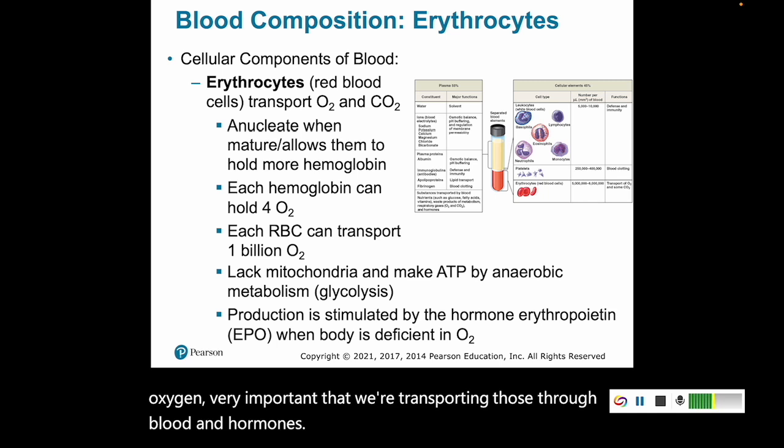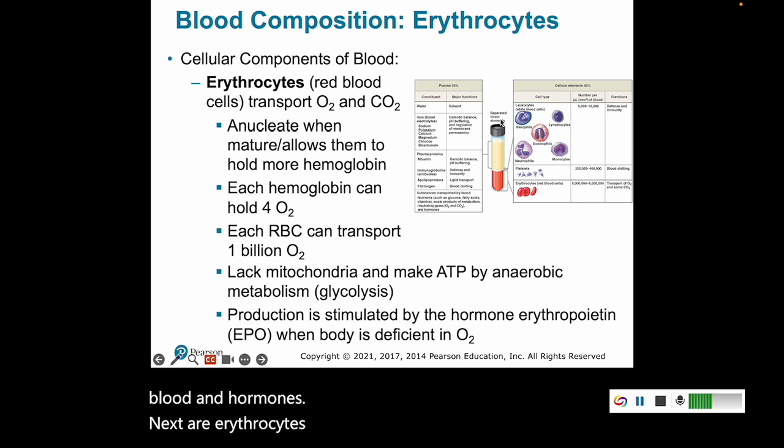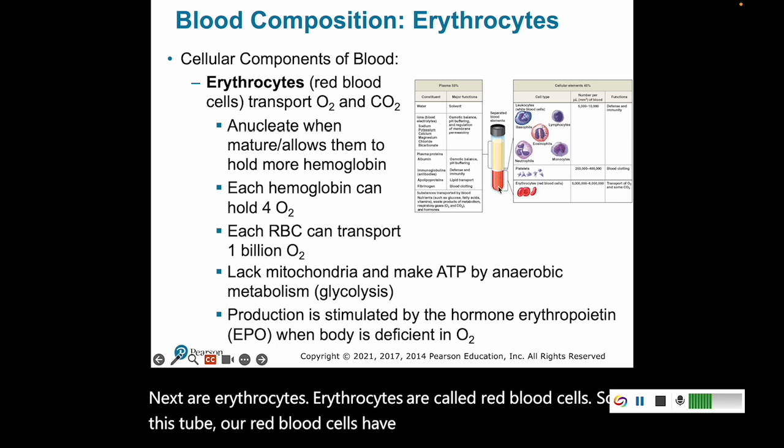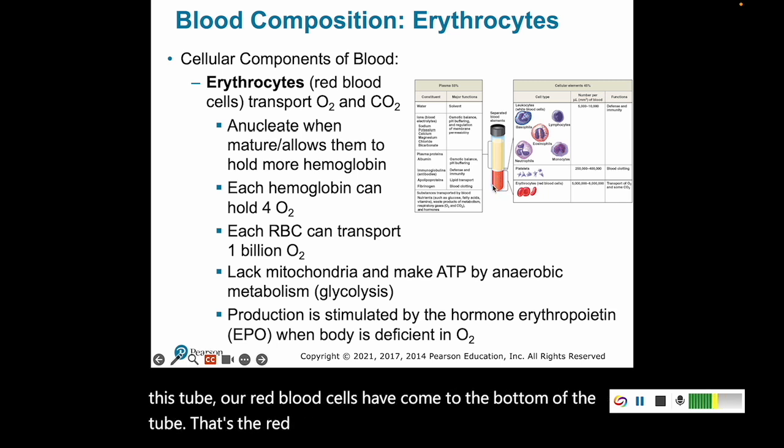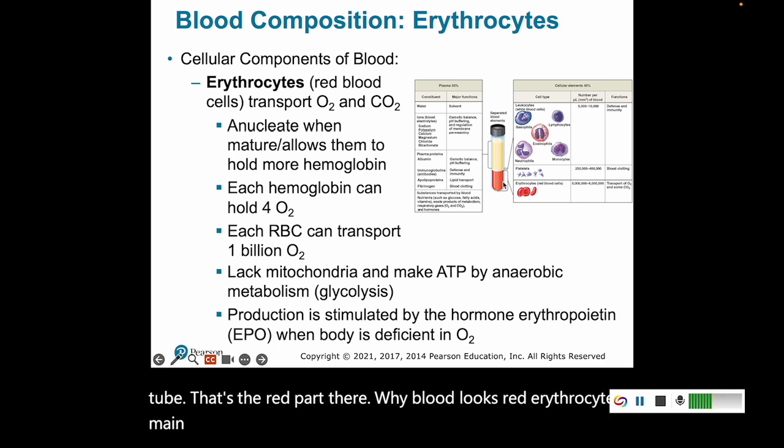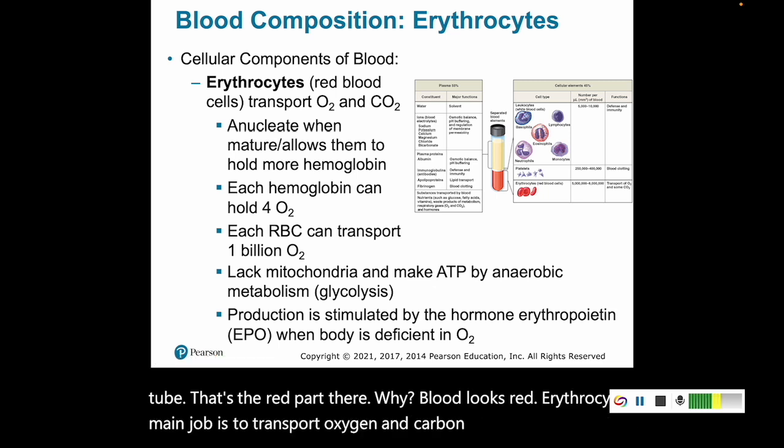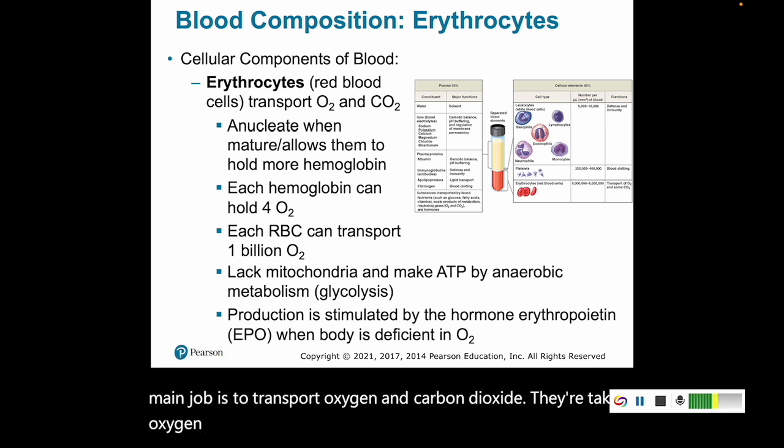Next are erythrocytes. Erythrocytes are called red blood cells. So in this tube, our red blood cells have come to the bottom of the tube. That's the red part. They're why blood looks red. Erythrocytes' main job is to transport oxygen and carbon dioxide. They're taking oxygen to the cells and picking up carbon dioxide, which is a waste product.